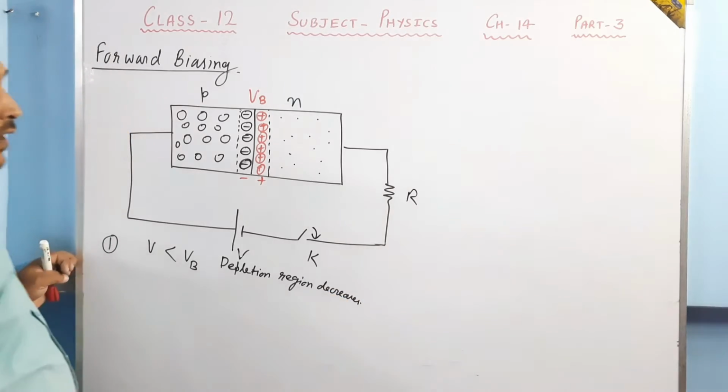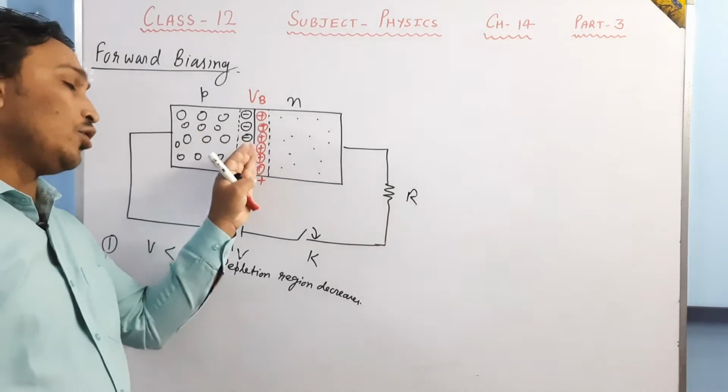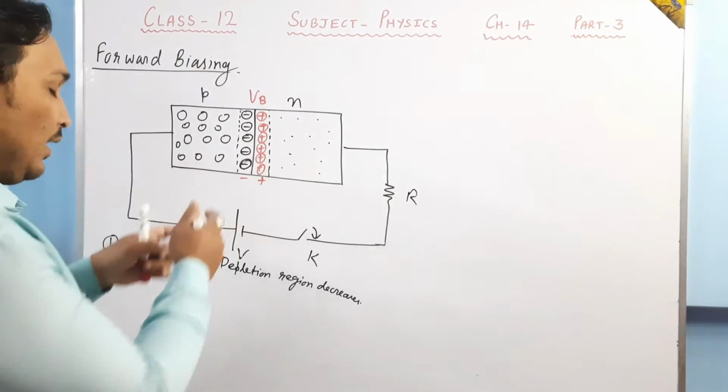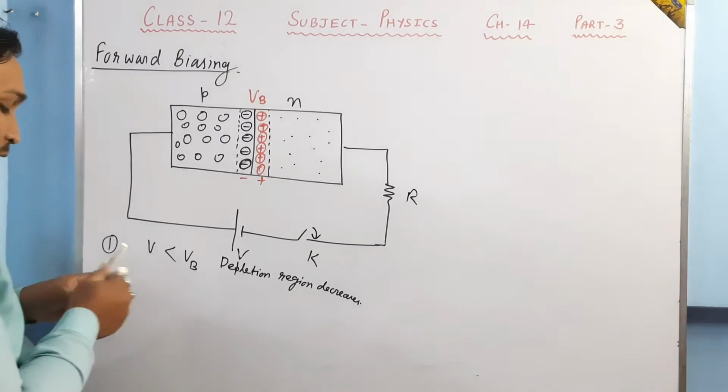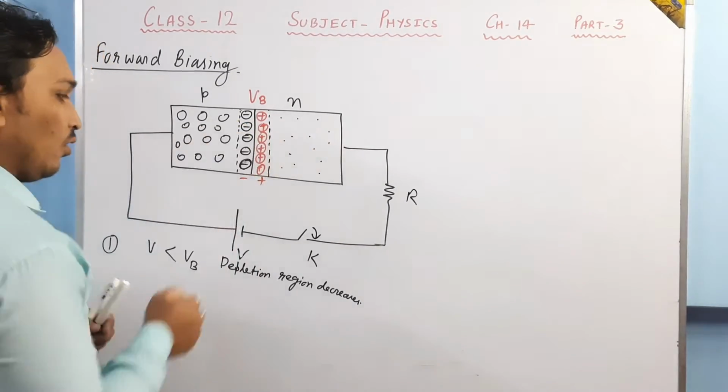Depletion region we have defined as the region where no majority charge carriers are there, but holes are pushed towards the junction, electrons are pushed towards the junction. So basically this makes a p-n junction with a smaller depletion region, because holes are pushed, electrons are also pushed.